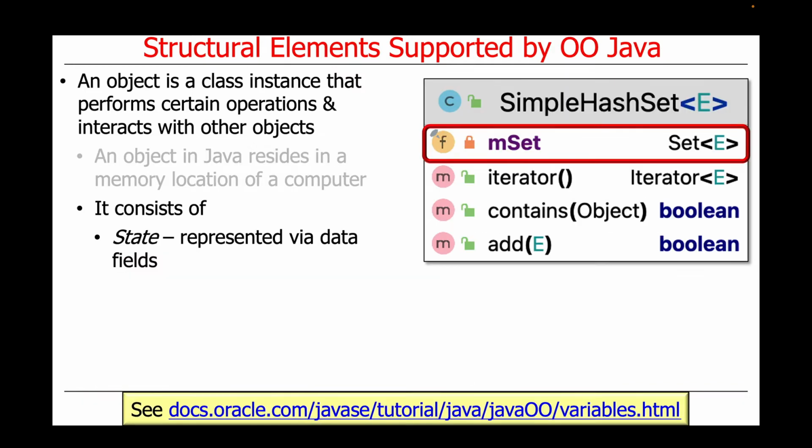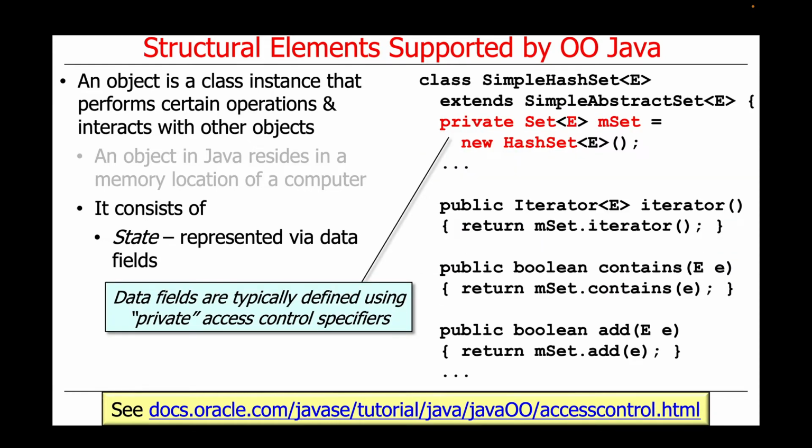It consists of state. In this case, the state is the hash set itself, which is represented by a data field. And data fields are typically defined as part of the private portion of a class using a private access control specifier. There are other specifiers we'll talk about, such as public and protected, but for now, data by and large should be protected as private, so it can't be accessed by clients.